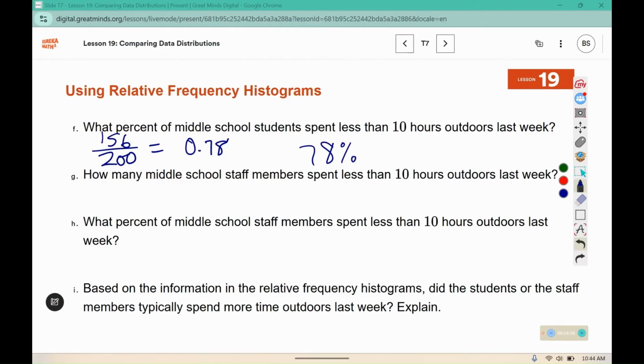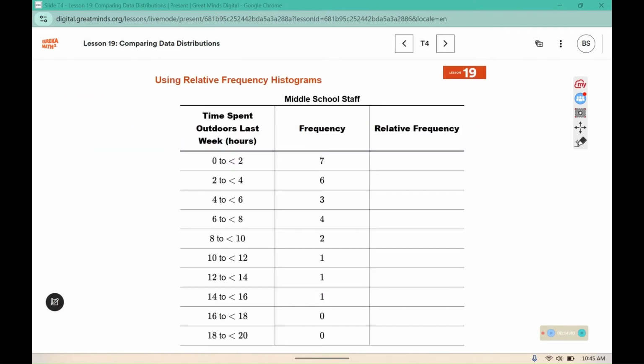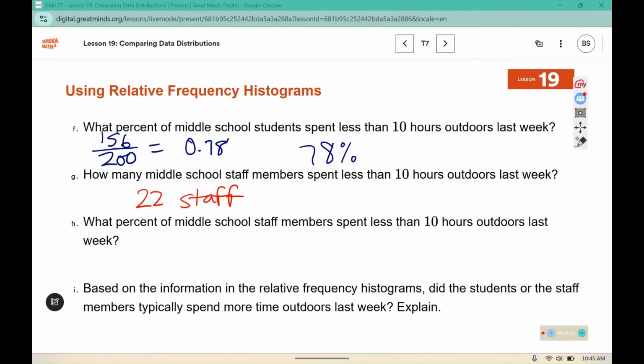How many middle school staff members spent less than 10 hours outdoors last week? Here is up to 10. So if we add those together, 7 plus 6 plus 3 plus 4 plus 2 is 22 staff members. H, what percent of the staff members spent less than 10 hours? There were 25 total staff members, so 22 out of 25 is 0.88, which is 88%.